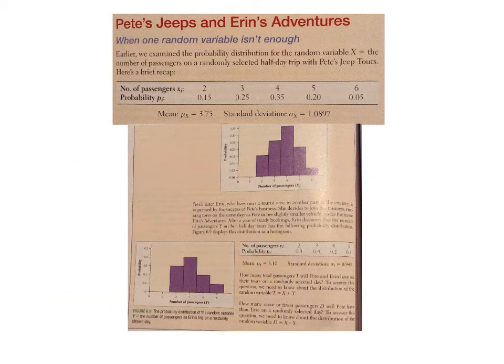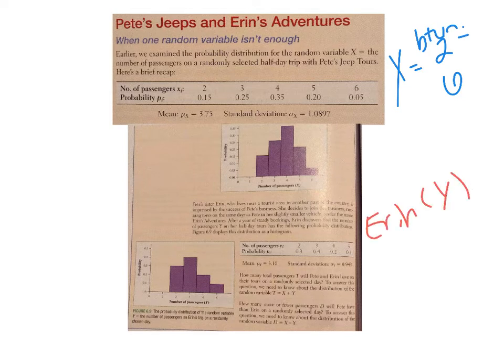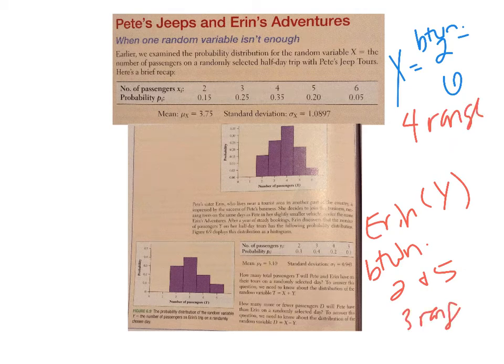Now let's take a look at what this does to the variability between the amount of passengers. Pete, who is X, can have between 2 to 6 passengers. That's what he can carry in his car. Erin, who is Y, can have between 2 and 5 passengers. So they have a different variability there. Pete's range is 4, while Erin's range is 3.